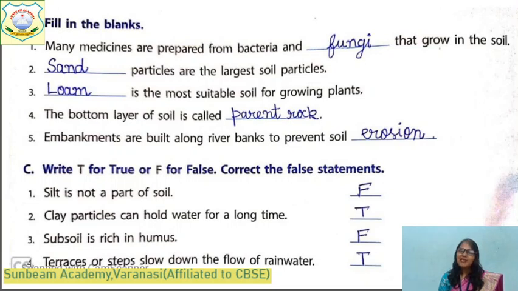The bottom layer of soil is called parent rock. These are the big rocks. They are called parent rock. Embankments are built along river banks to prevent soil erosion.